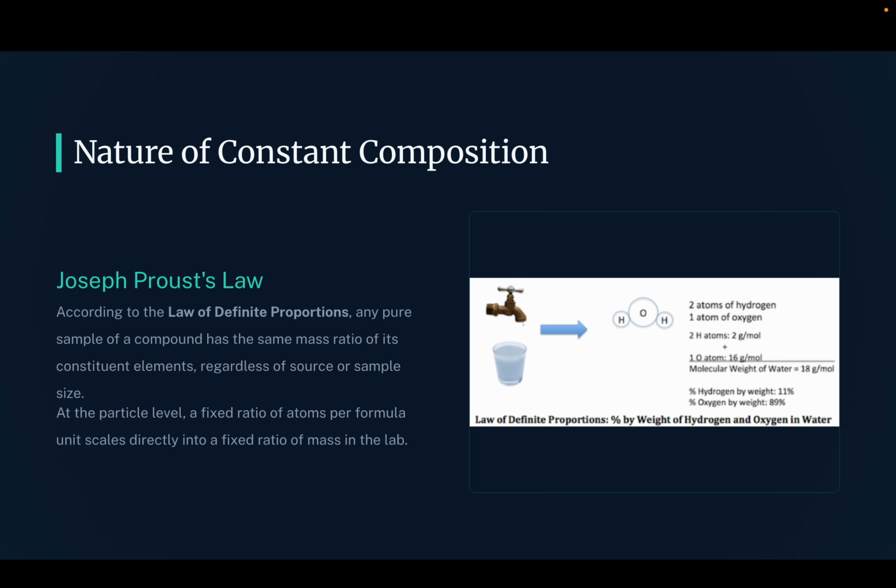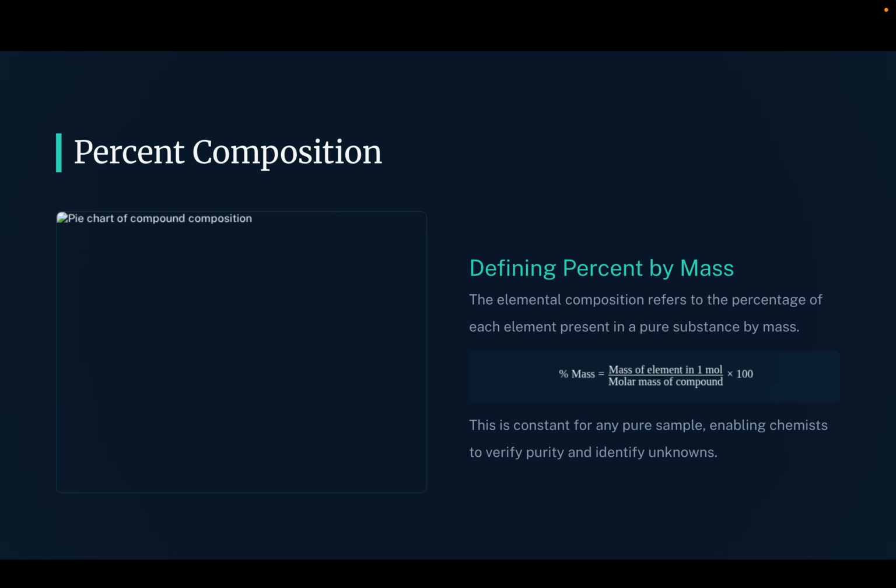I can get some water from my tap in my house, and I can get some water from the river. They will have two atoms of hydrogen and one atom of oxygen, regardless, and it will always be 11% hydrogen, 89% oxygen by weight. It does not matter where I get that, how much I get. I could get a milliliter, I could get 100 milliliters. They will have the same proportions. My image didn't load here, but this is how you calculate percent mass.